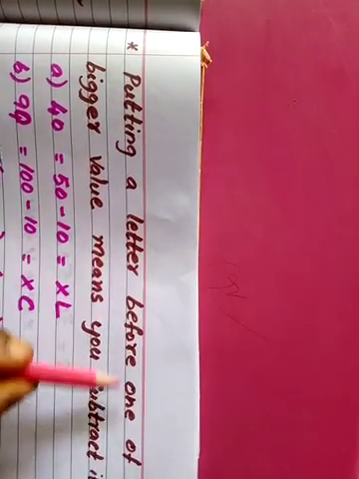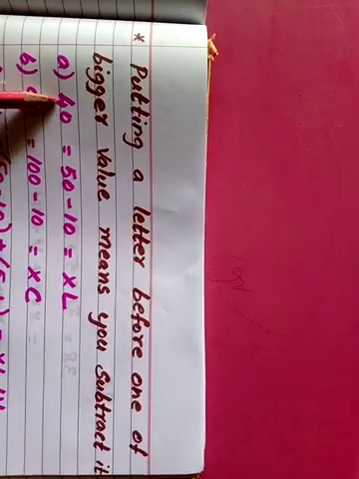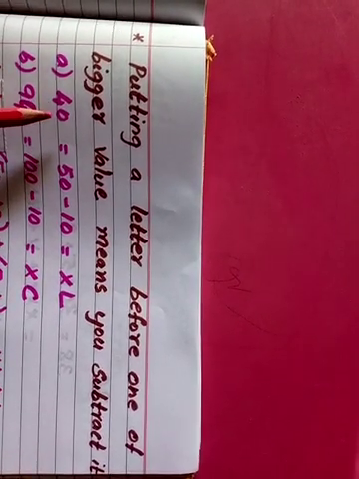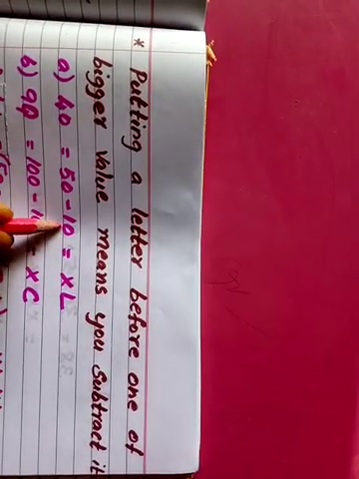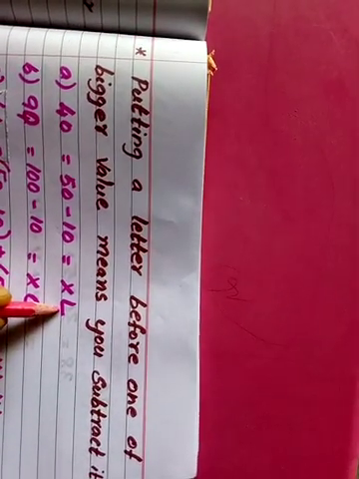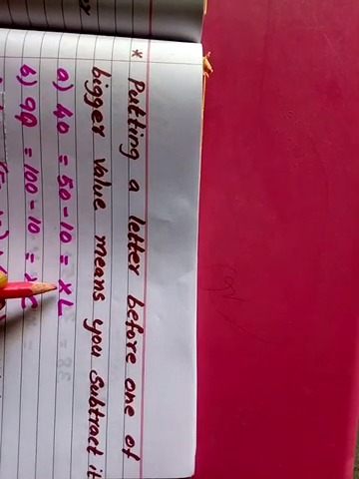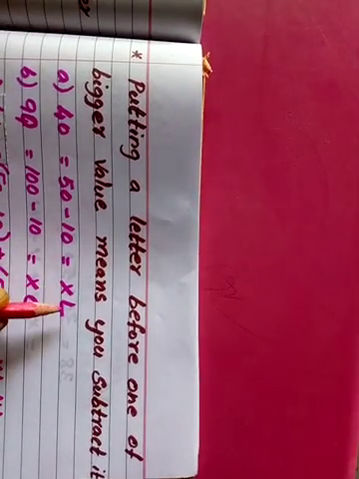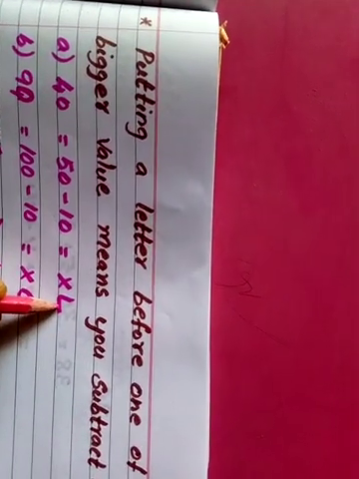Now, putting a letter before one bigger value means you are subtracting it. For example, I said 40. 30 is already XXX. We cannot write 4 times X as 40, I said. How do we get it? That is 50 minus 10 is 40, right? So, from 50, I need to subtract 10. So, for 50, the Roman numeral is L, right? And I am subtracting 10 from that. So, I am writing the Roman numeral X just before 50, that is XL. Just before 50 I am writing X, that means I am subtracting 10 from 50.